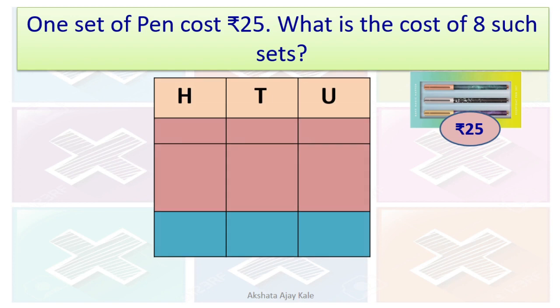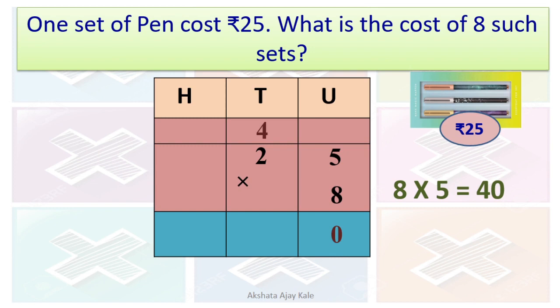Now this is a table. We will write here 5 and 2, because one set costs rupees 25. So we need 8 such sets. So we will multiply 25 by 8. Come on children, now 8 5s are how much? 40, isn't it? So we will write 0 here and 4 in the tens place, because it is carried over. Correct?